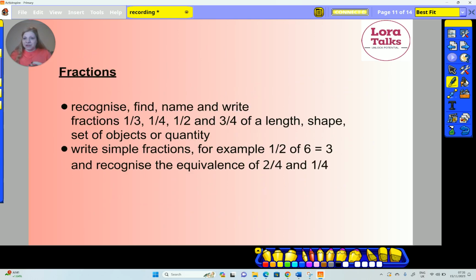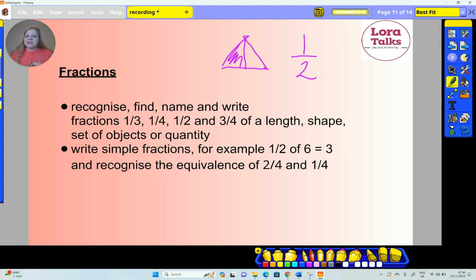And then another topic, fractions. So recognize, find, name and write fractions. To recognize, they know it is 1/3, they know it's 1/4, they know it's a half and 3/4. So basically, if they are looking at shapes, for example, and one part is shaded, they will know what to write underneath that shape, that this is 1/2, and things like that.